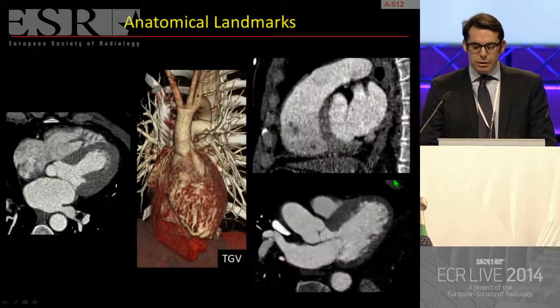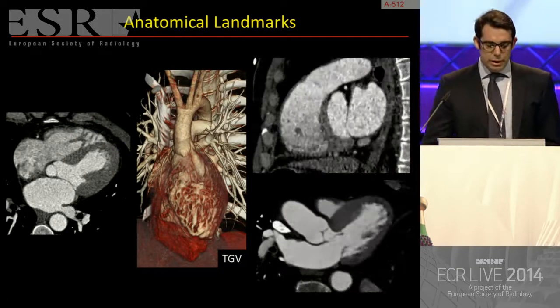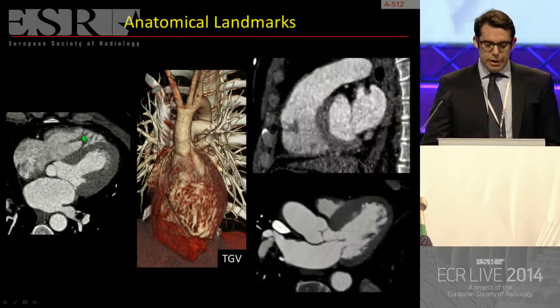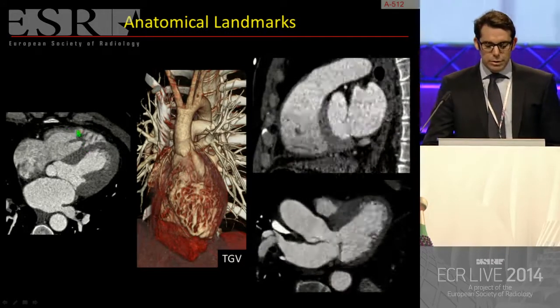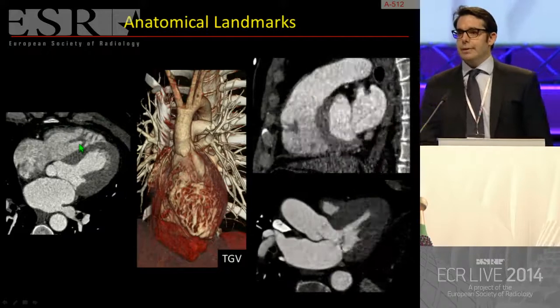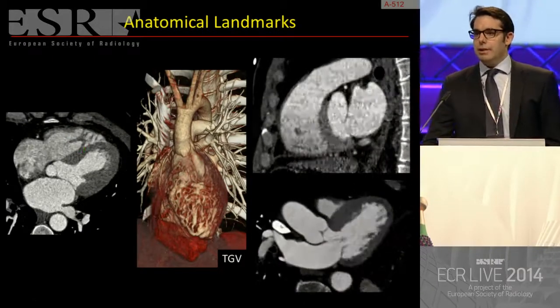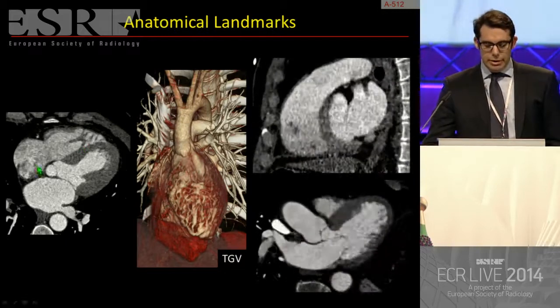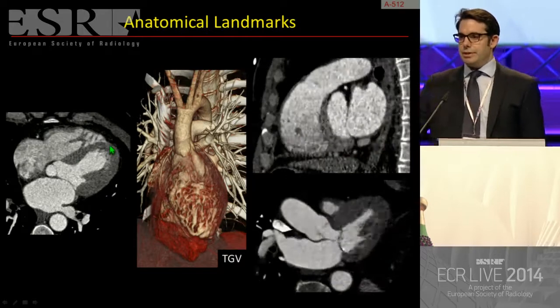Regarding the ventricles, the anatomical landmarks are for the right ventricle. You will look for this structure here, which is a muscular band that goes from the lateral wall to the septum, and it's called the moderator band. In the left ventricle itself, we don't have any landmark, but usually it's a ventricle which is thicker at the base and then thins out as it goes to the apex.